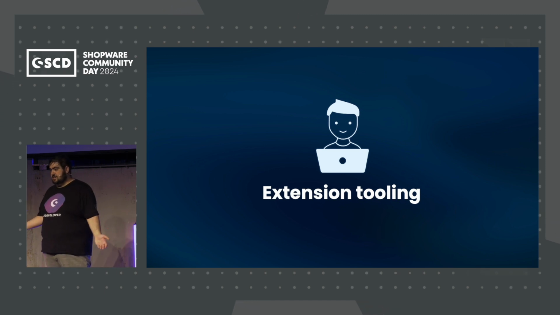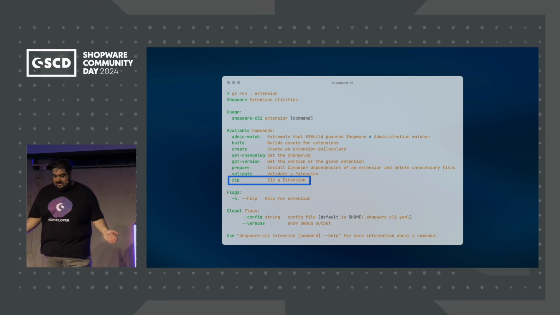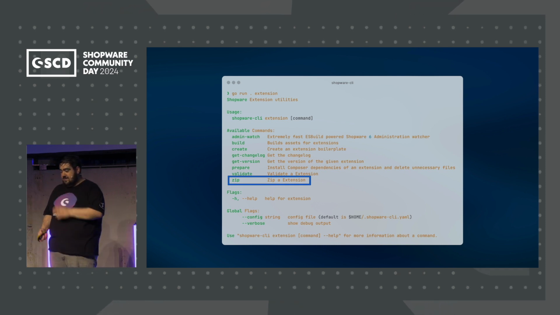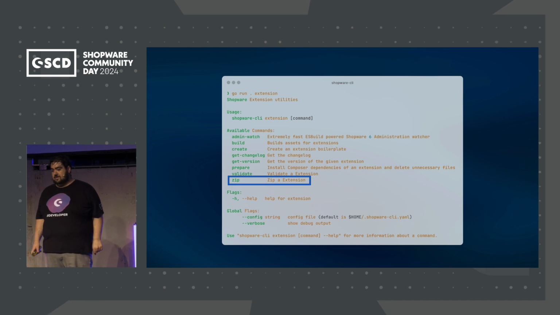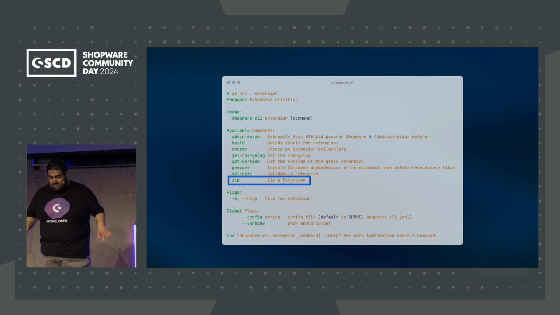So we uploaded the extension with a zip file. But how do we get the zip file? Of course, there's Shopware-cli for that. So under Shopware-cli extension, we have a lot of commands. We will not look into everything because it's too much.